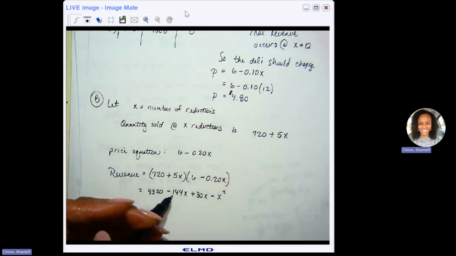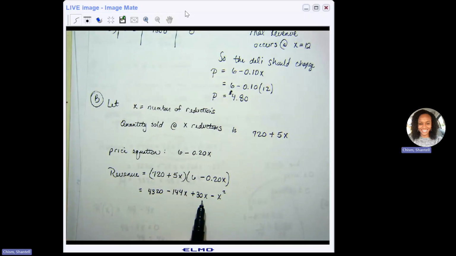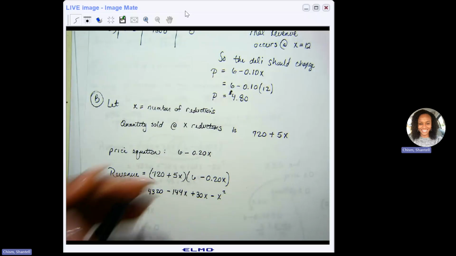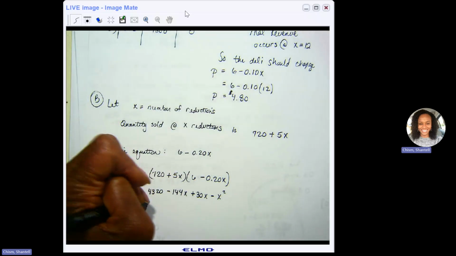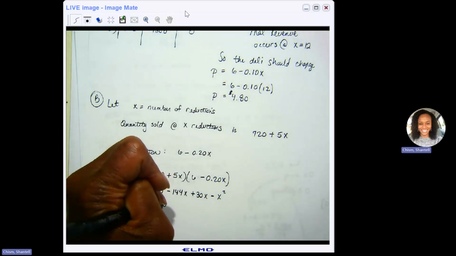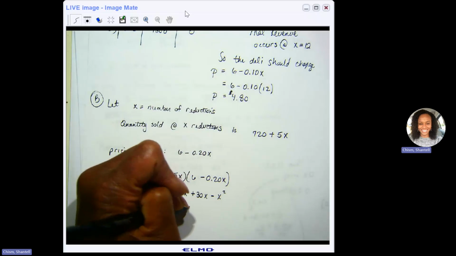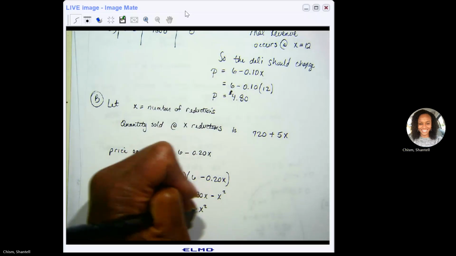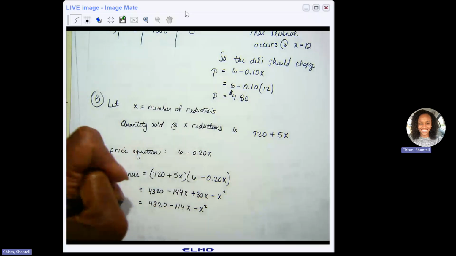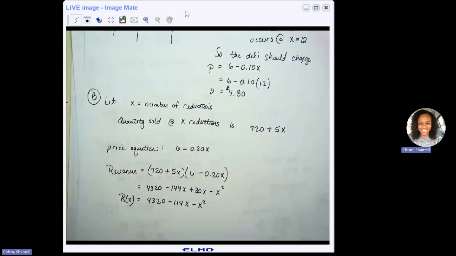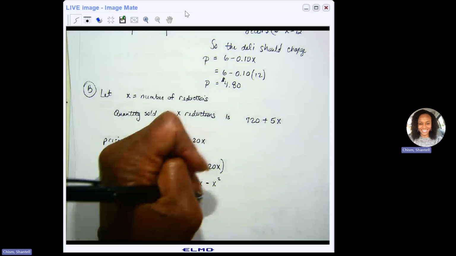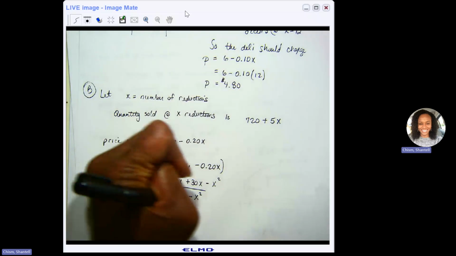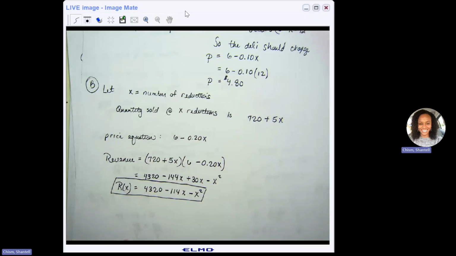So that 144 and that 30 will combine. So negative 144 plus 30 gives us a minus 114. So we got 4320 minus 114X minus X squared. There's our revenue. I'll just call it R of X. Okay. Kind of box this off for a minute, because I will use that. I will take the derivative in just a second.